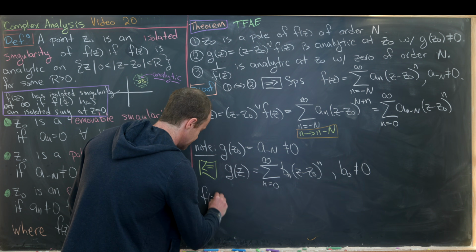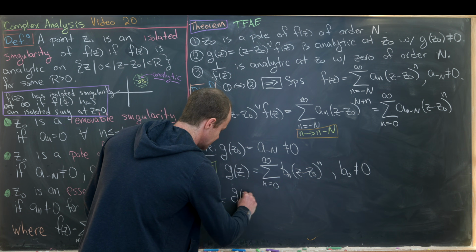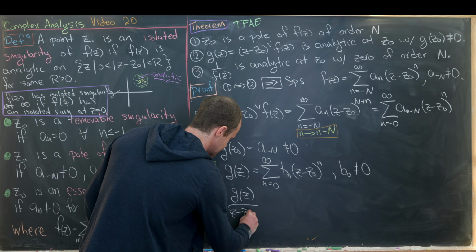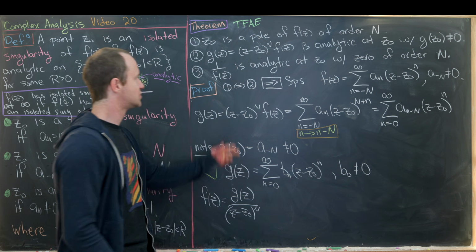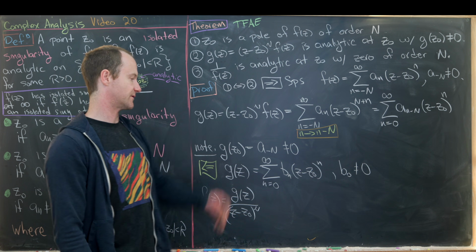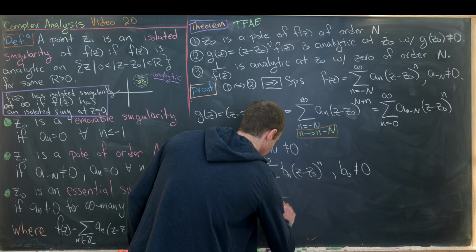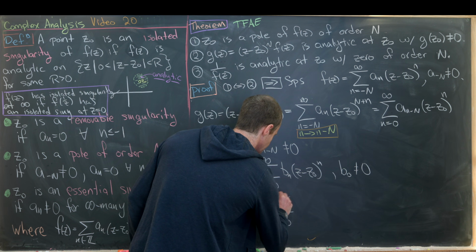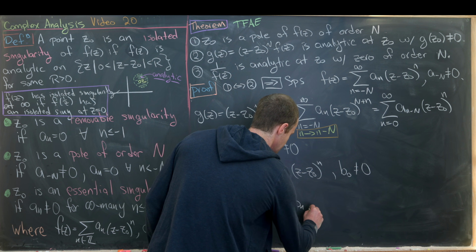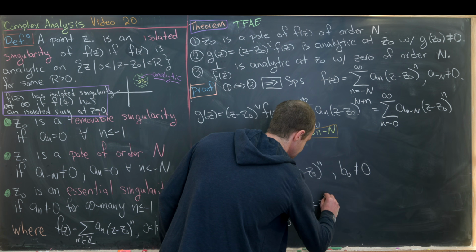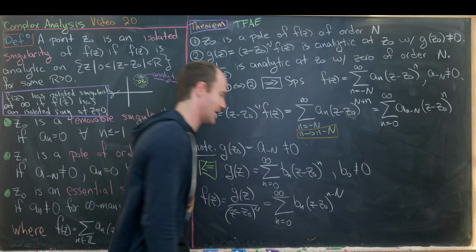But now we'll look at f of z. And so f of z will be g of z over z minus z naught to the n, just by sort of solving this thing for f of z. That's pretty easy to see. But that's going to be equal to the sum, as n goes from 0 to infinity, of b n, and then we'll have z minus z naught to the n minus capital N.